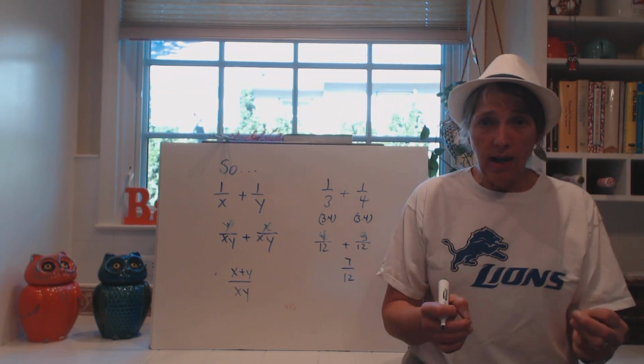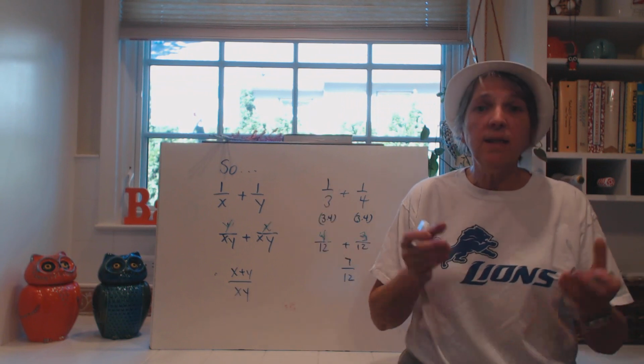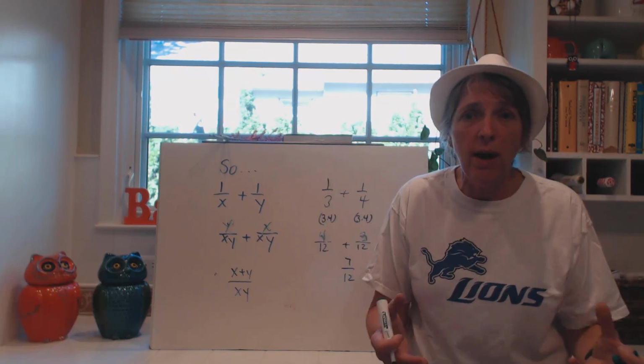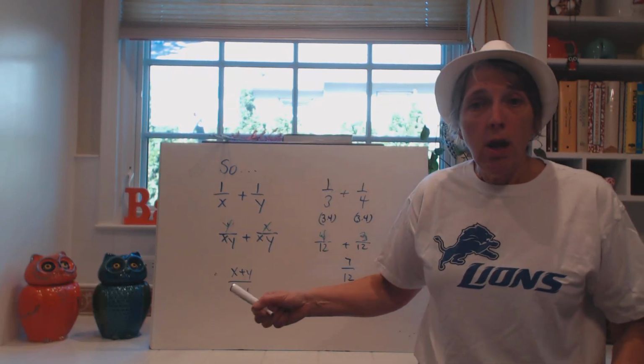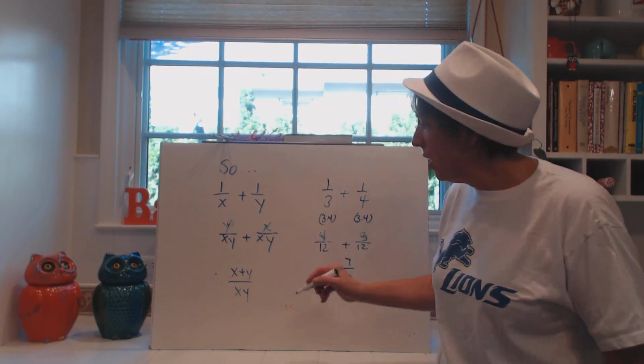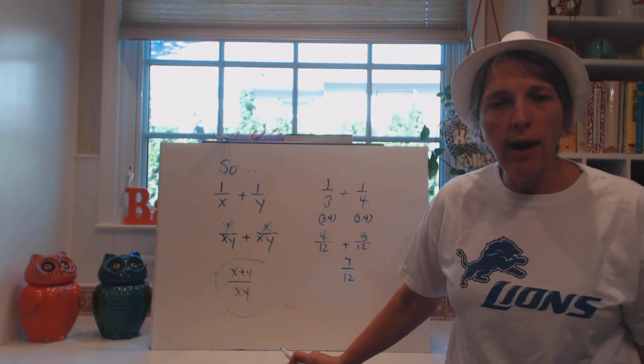They are not like terms, so you can't say X plus Y is XY. It's X plus Y is X plus Y because we don't know what X and Y are. But we write it over the denominator, which is XY. So the answer is X plus Y over XY.